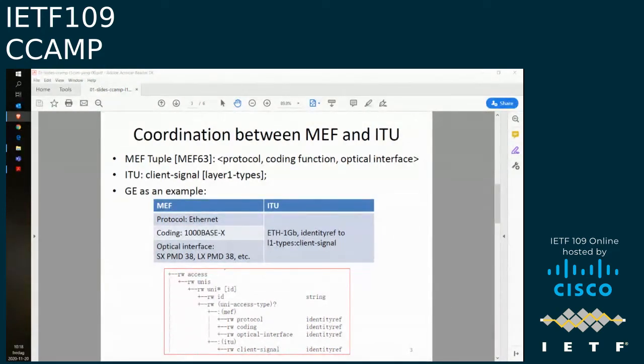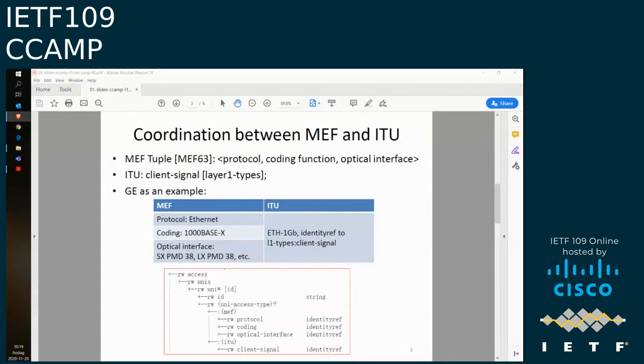So it's a very detailed specification regarding the details of the Ethernet. But if we look from the perspective of the optical side, we only consider it as Ethernet 1 gigabit. So this is specified on the ITU side, and we specify it as an identity in layer 1 types named client signal. And for the same kind of client signal, we have different representations, and we wish the L1 CSM can support both cases. So here we update our YANG tree at the bottom of this page.